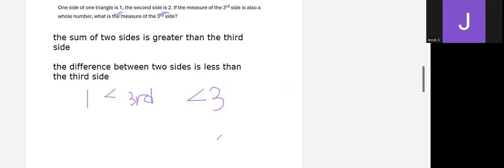Okay, what's also important is that we're given that the third side is also a whole number. So which whole number is less than 3 but greater than 1? Has to be 2. Okay, so the third side is 2 units long. So obviously this triangle is an isosceles triangle.